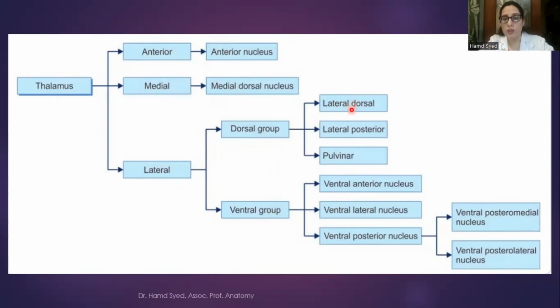The dorsal group consists of the lateral dorsal, the lateral posterior, and pulvinar. These are the three parts of the dorsal group. That was LD and LP and pulvinar, which I drew for you on the whiteboard. The ventral group consists of the ventral anterior nucleus, the ventral lateral nucleus, and then the ventral posterior nucleus, which has these two parts, VPM and VPL. We know that the VP nucleus is the one which processes the sensory information, whereas VA and VL are the ones which are going to process the motor information.